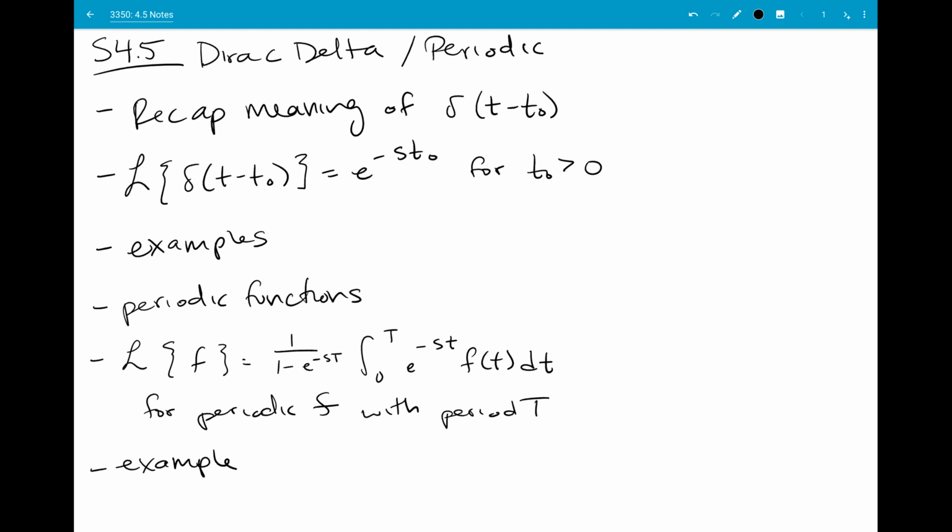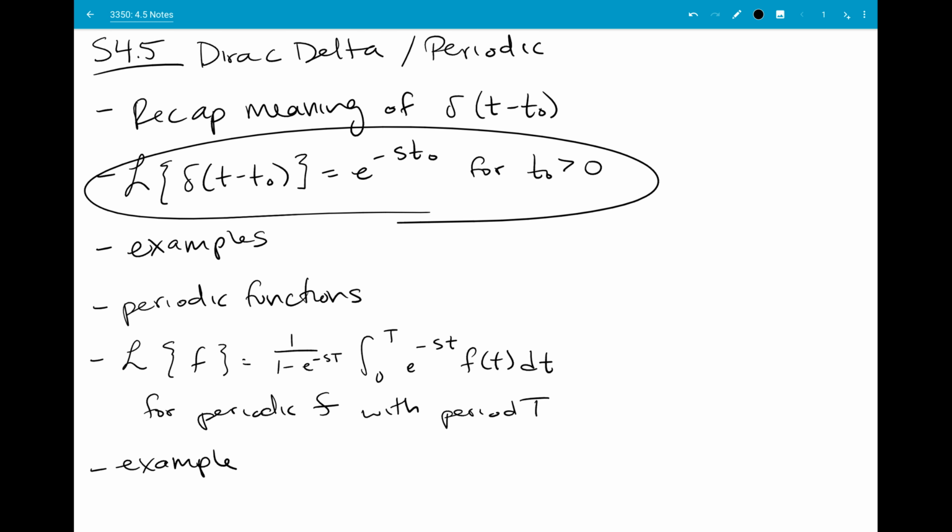All right, everyone. We're doing section 4.5, which is the last section about Laplace transforms, and we're going to be talking about Laplace transforms for Dirac delta functions and periodic functions. So we're just going to recap the meaning of the delta function. I tried to introduce it to you in our last set of videos to set the stage for this, and we're just going to talk about it one more time.